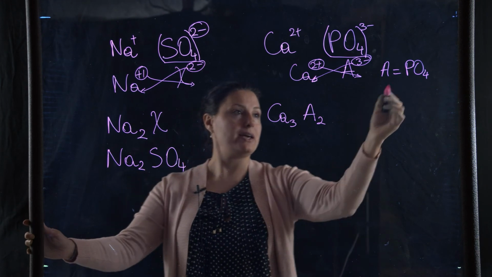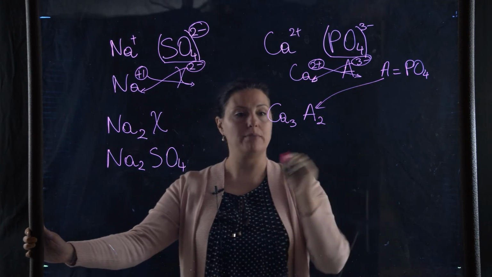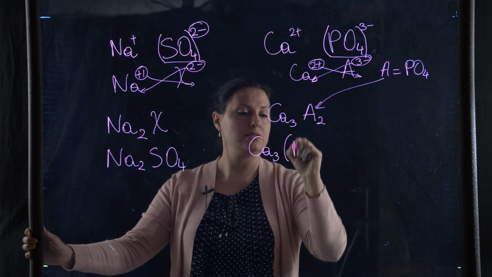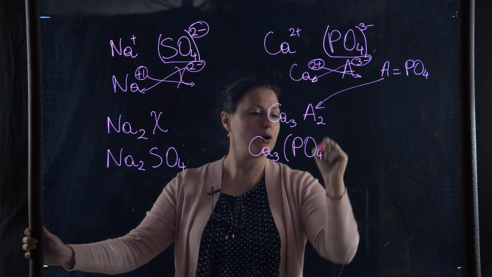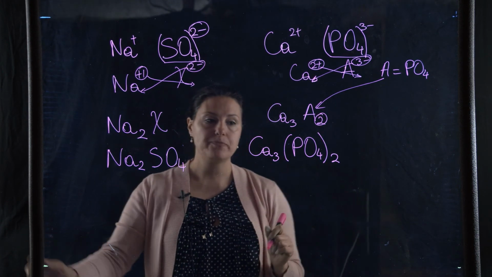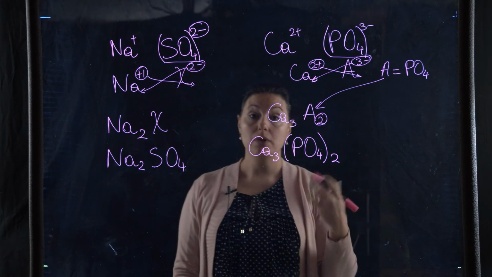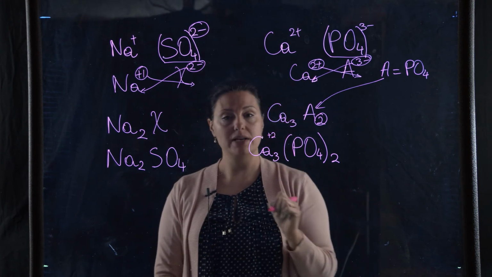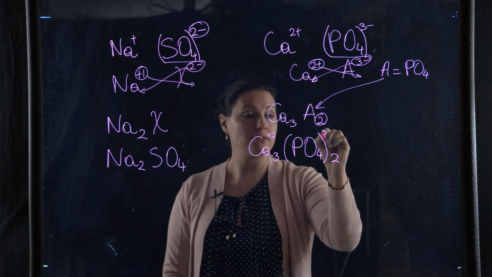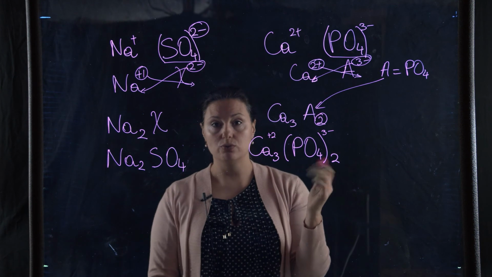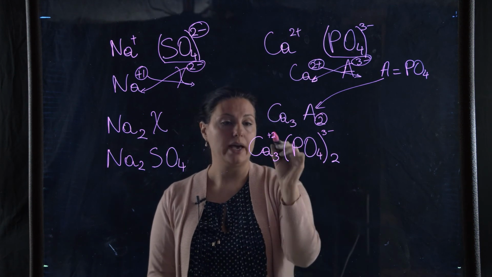Okay, now I can come here and substitute my PO4. So calcium 3, I put parentheses for these, so PO4, and then I have to put this 2 here. Don't forget that. So this is my formula. Let's double check the charges. Calcium always has a +2. PO4 has a 3-. It always does, because you need to remember that.